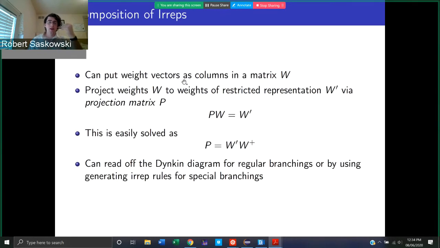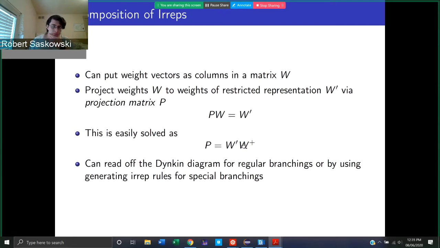Now, we would like to also actually calculate the branching rules. So the key to doing this is these weights that we've just defined. What you can do is take the weight vectors and set them as the columns of a matrix, which we'll call W. Then you want to project the weights of the original representation to the restricted representation via some matrix, like P. And this is known as the projection matrix. So this we can easily solve using a right pseudo-inverse.